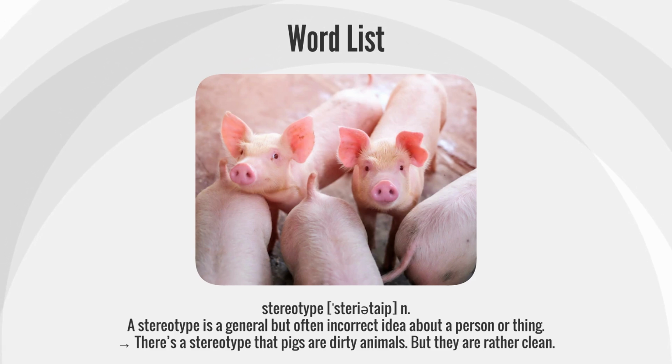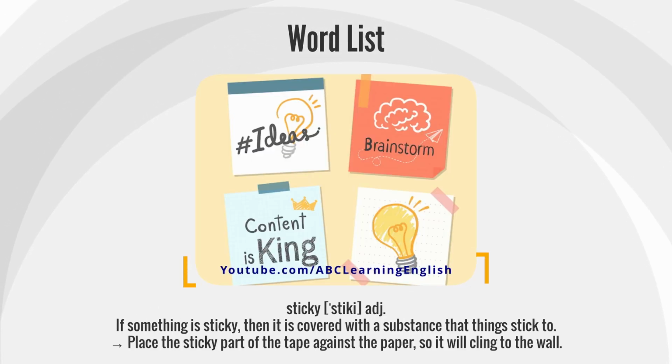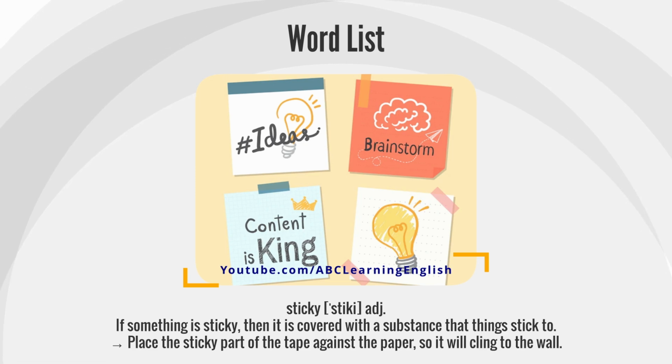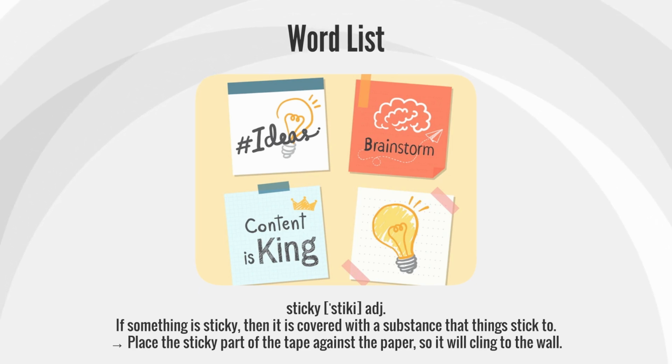Stereotype. A stereotype is a general but often incorrect idea about a person or thing. There's a stereotype that pigs are dirty animals, but they are rather clean. Sticky. If something is sticky, then it is covered with a substance that things stick to. Place the sticky part of the tape against the paper so it will cling to the wall.